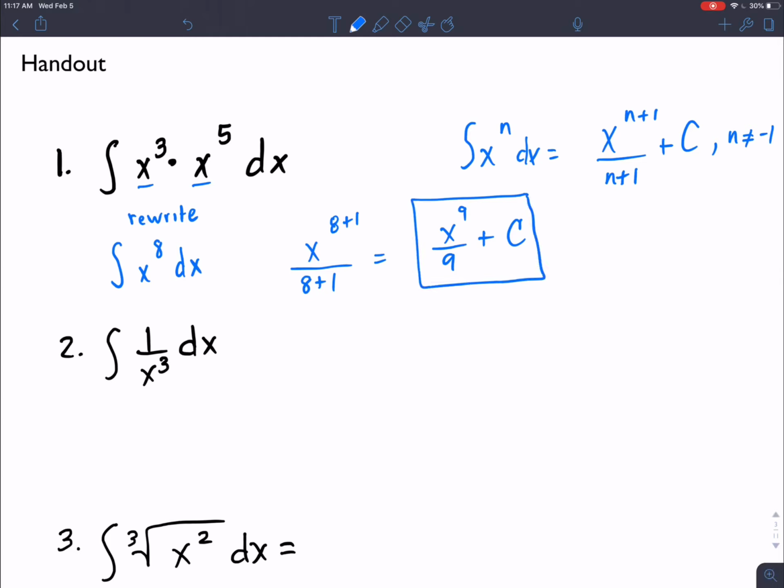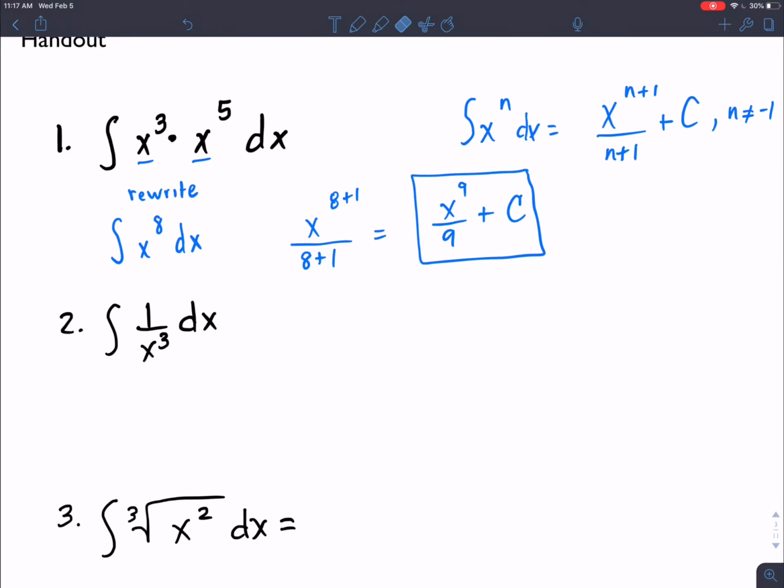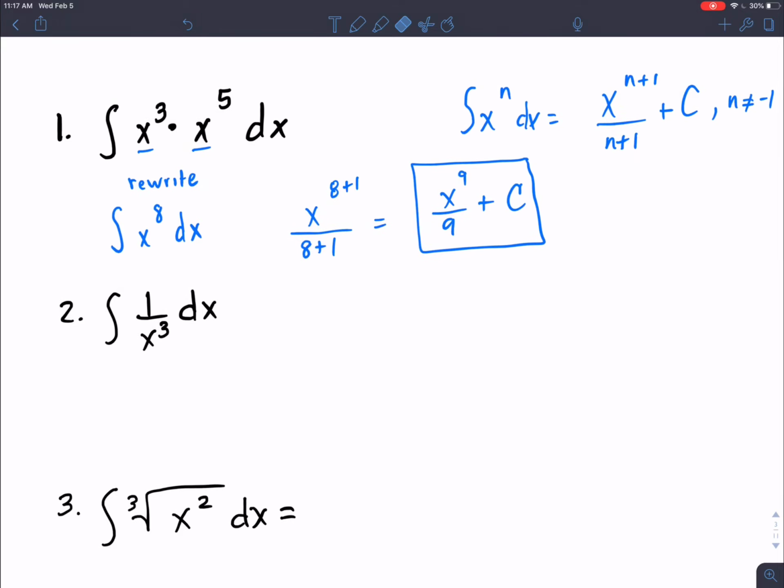So that's the antiderivative there. Once we start doing this a lot more, we won't necessarily have to write down all the steps in this part because you'll get very familiar with it. But just for the beginning one, we'll write that down so you can see the use of that formula to the right. Okay, let's look at the next one, number 2.